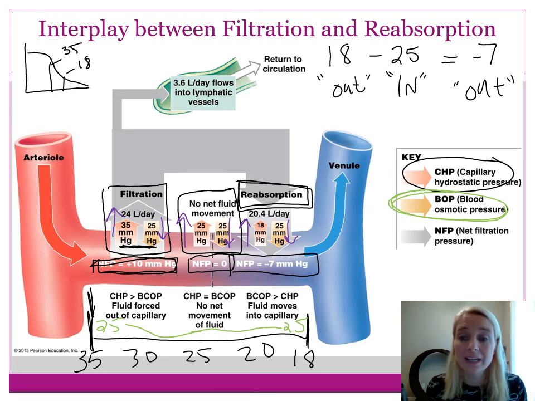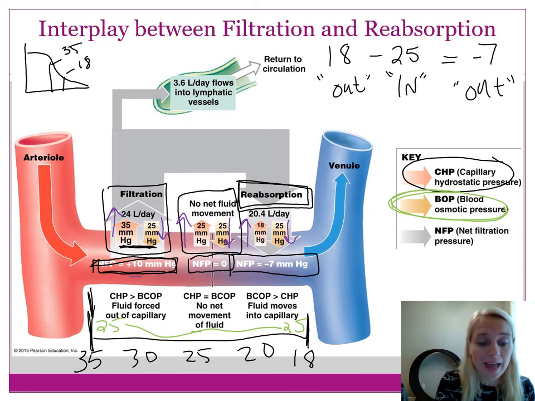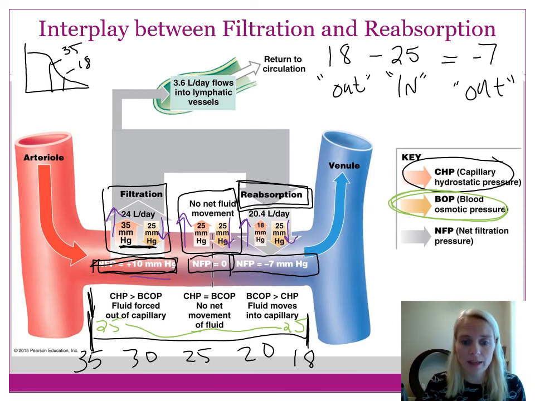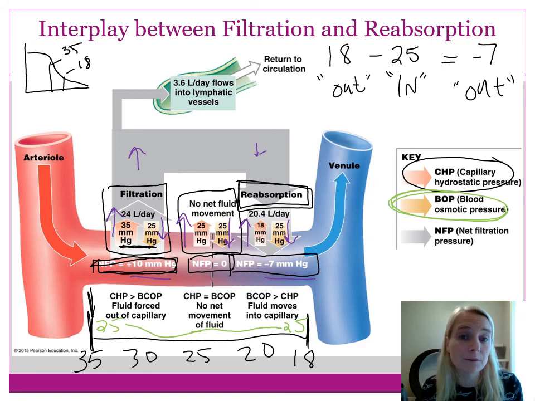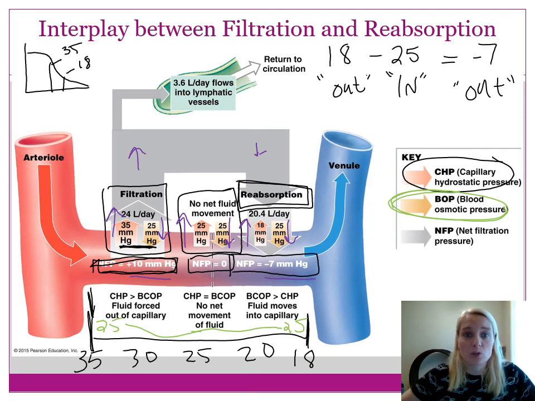Now, if we take a look at that difference, we had 10 units out at the arterial end and -7 moving in on the venule end. Those aren't the same. So we have more out than we do in. So there's a difference of a little bit less than 4 liters a day of excess fluid. So we don't reabsorb the same volume that gets filtered out at the arterial end. So where does it go? We don't just blow up into these big squishy interstitial fluid blobs.